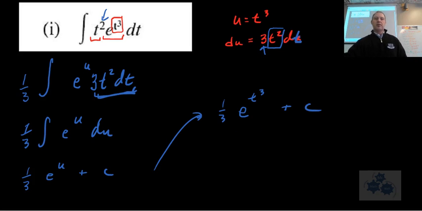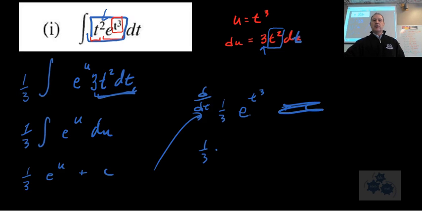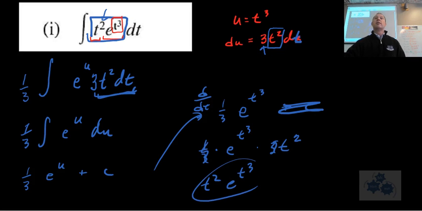So if I take the derivative of this, do I get this original function back? So if we take the derivative of this, forget about the c, d dt of this. So I got 1/3. The derivative of e to the t cubed is just e to the t cubed. But then I have to multiply by the derivative of the inside function, which is 3t squared. 1/3 and 3 are gone. I have t squared e to the t cubed. Is that my original function that was integrated? Yeah, so we're good. So this should be your answer there then.